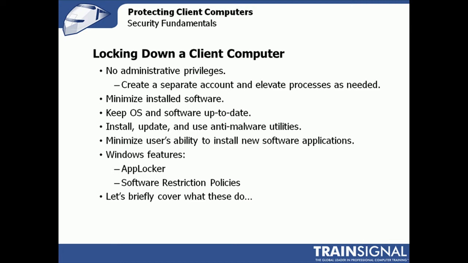Minimize users' ability to install and run new software applications, and there are a couple of Windows features that can help you do so. Newest versions of Windows, this is Windows 7 and later, support a feature called AppLocker. It's very similar to an older feature called Software Restriction Policies, so let's take a look at what that does.